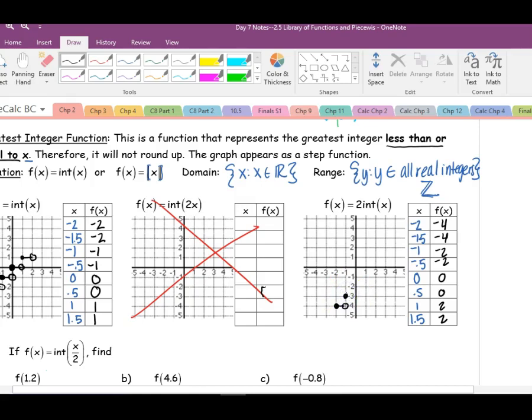But then at -1, whoops, at -1 for x, we're now up at -2. Okay, and then we're up at 0. Okay, and then we're up at 2.